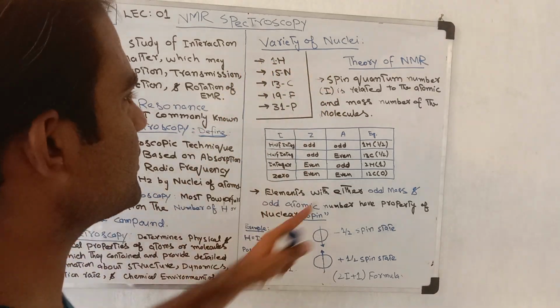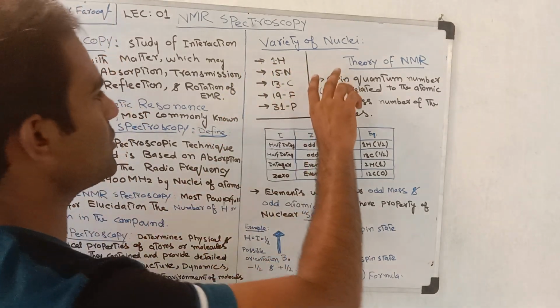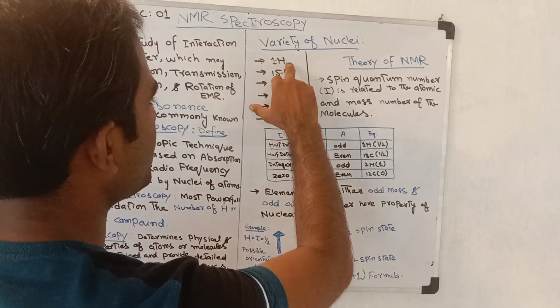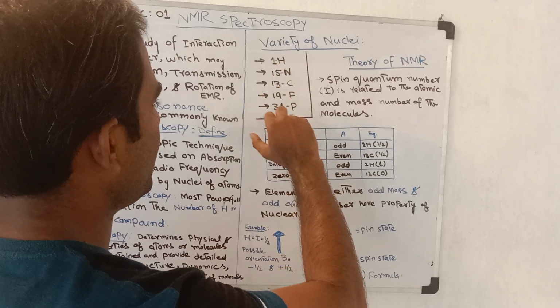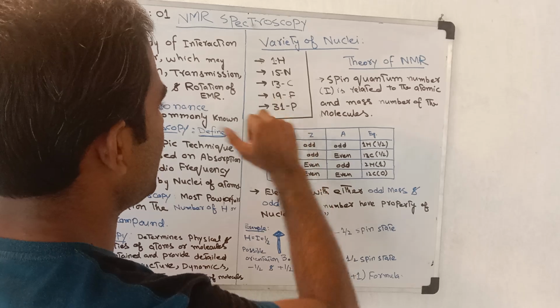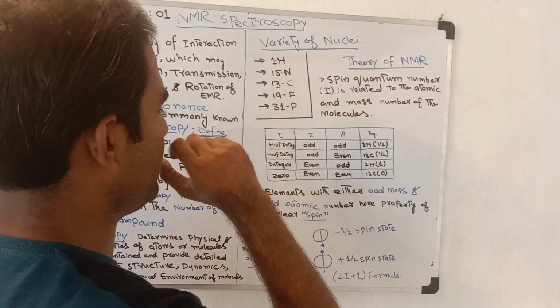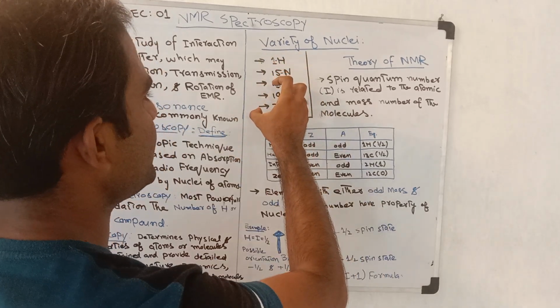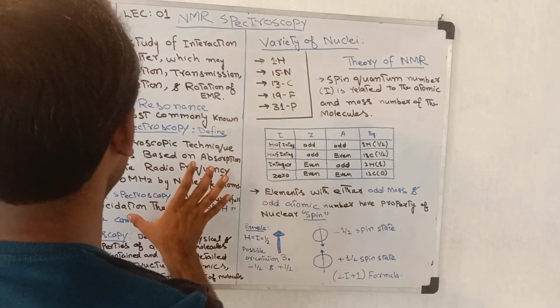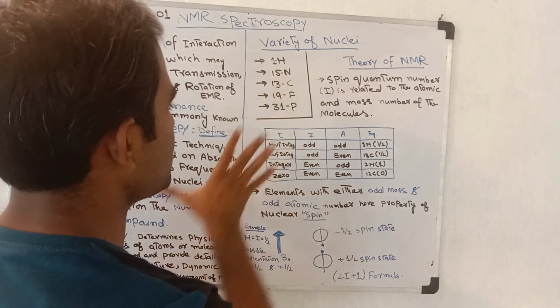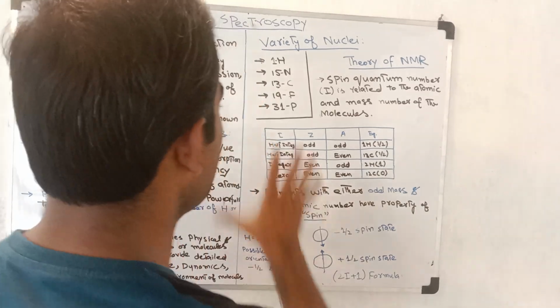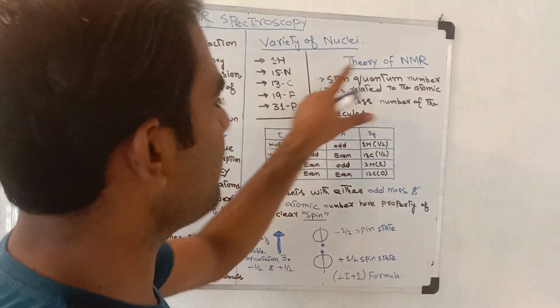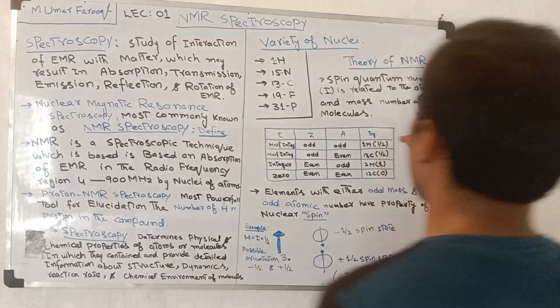Variety of nuclei. Let's see the varieties of nuclei: 1H hydrogen, 15N, 13C, 19F, 31P. These are the nuclei that come under spectroscopy, that can be studied by spectroscopy, meaning their signal can be detected. Now let's move to the theory of NMR.